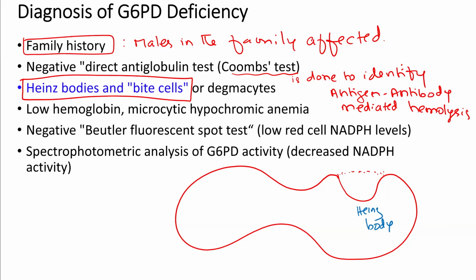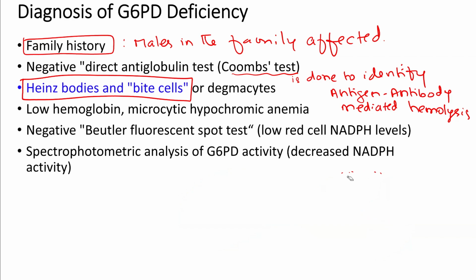That is why they are called bite cells, also called degmacytes, which are characteristic of G6PD deficiency. Make sure you remember that. I put it in blue color. That will give you the answer for G6PD. Low hemoglobin, which you understand, means microcytic hypochromic anemia. What is the meaning of microcytic hypochromic anemia? Microcytic: red blood cells are small in size; hypochromia: less coloration. Why? Because hemoglobin is less. Less hemoglobin makes red blood cells smaller in size and also pale in color. Microcytic hypochromic anemia is characteristic of any hemolytic anemia for that matter.